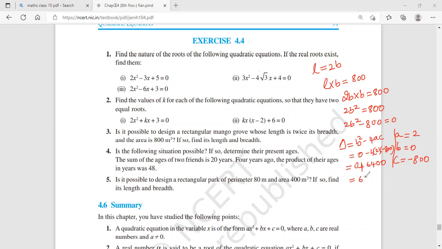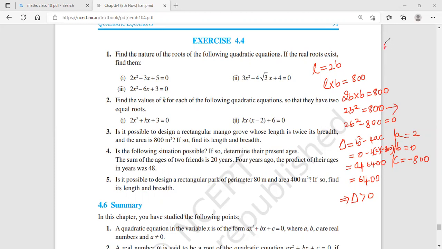6400, isn't it? So here, the value that I've got, 6400, is obviously greater than 0, which implies delta value is greater than 0. Then it is possible to find the roots. Yes, it is possible. And you can find it in this step itself. Let me do it here.